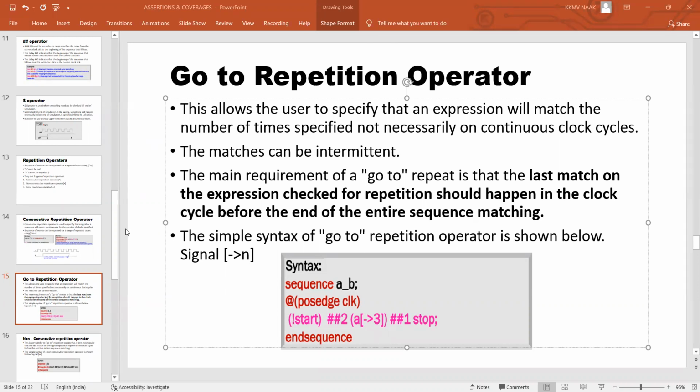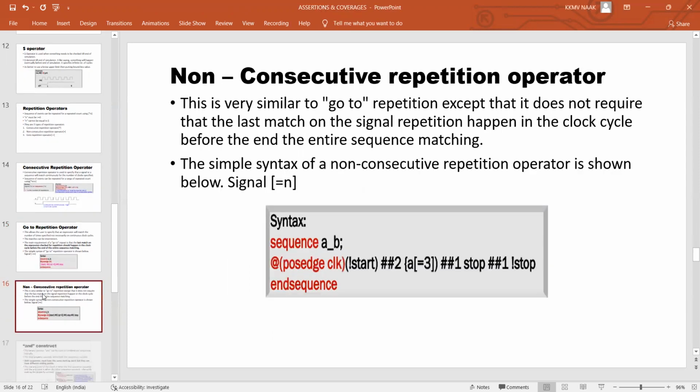Okay, so this is the go to repetition operator. When your start is 0, after 2 clock cycles, your A should be high, not continuously, 3 times. It can be intermittent. When your A is high for 3 times, after the third time, after 1 clock cycle, your stop signal should be high. So that is the go to repetition operator.